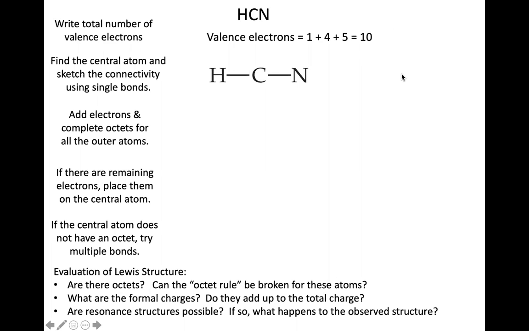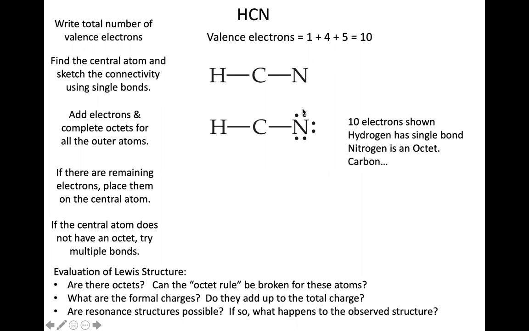I'm going to put carbon as the central atom. I don't want to put hydrogen because it can only form 1 bond. Carbon can form the most bonds and it's the least electronegative here. So I'm going to draw my initial sketch. I've got a total of 10 electrons that I have to account for. Right now, I'm only accounting for 2 in this bond and 2 in this bond.